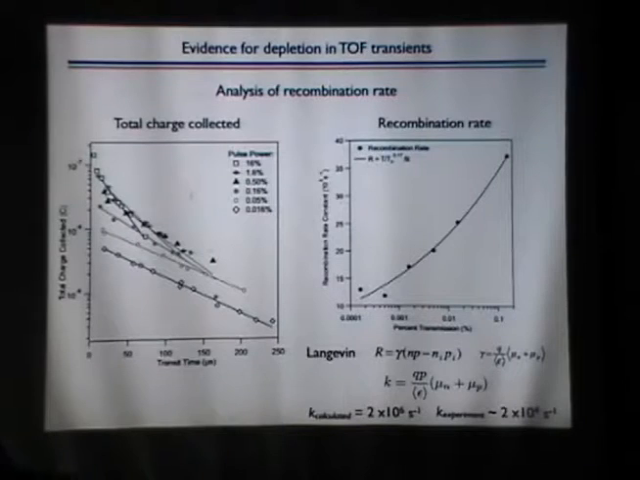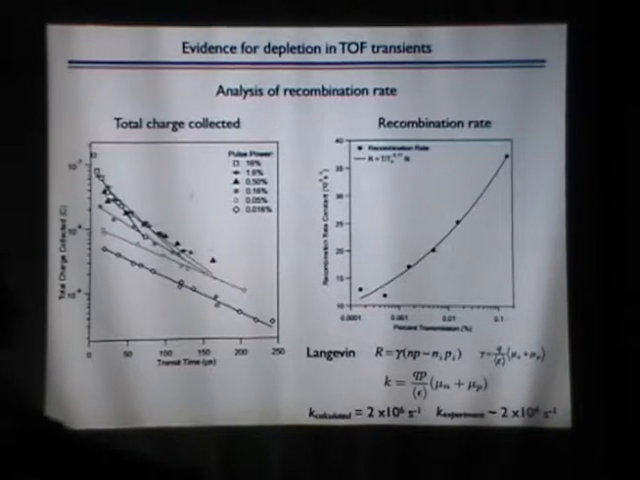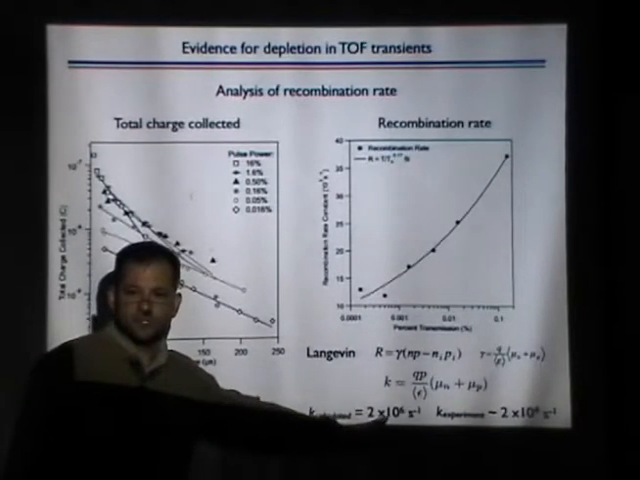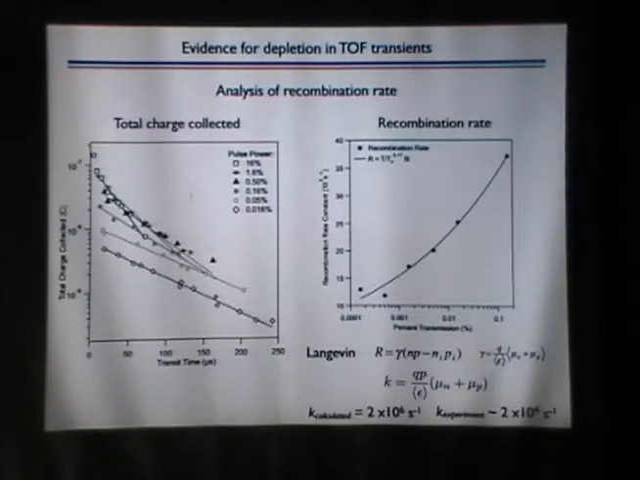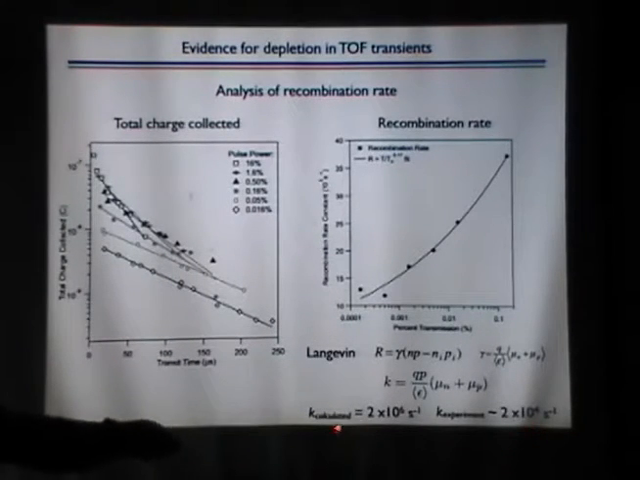This is a good thing. This means the device can work well. If this was the recombination rate, we'd have big trouble. The OPV device wouldn't work very well. So why is it the case? Why is this so much lower than this?